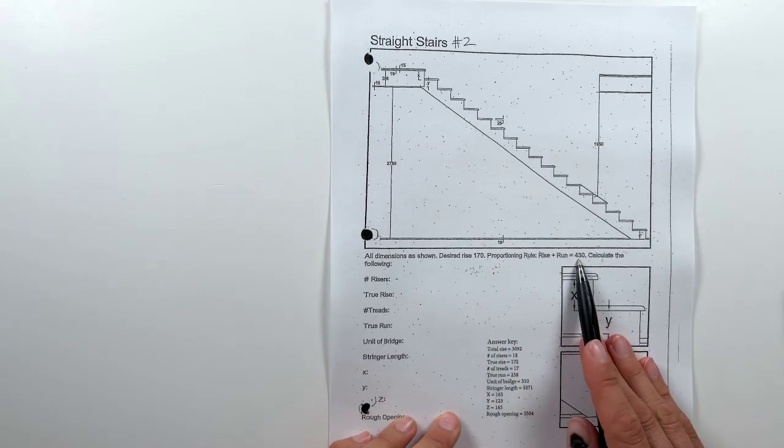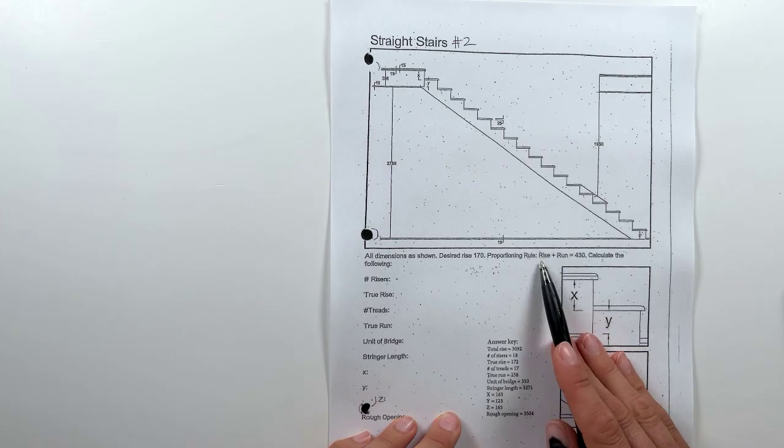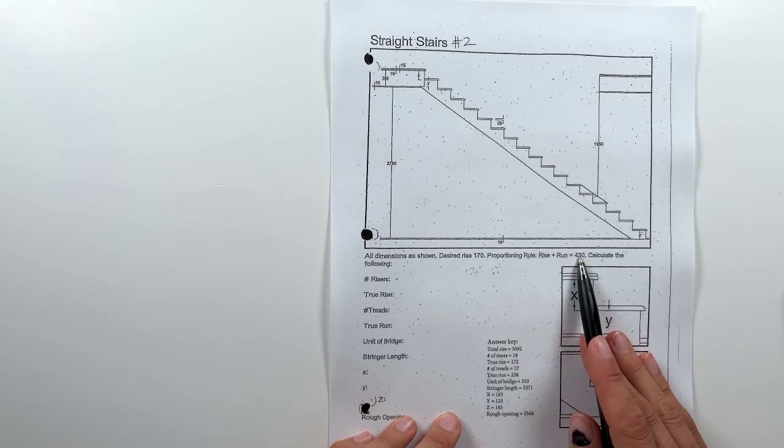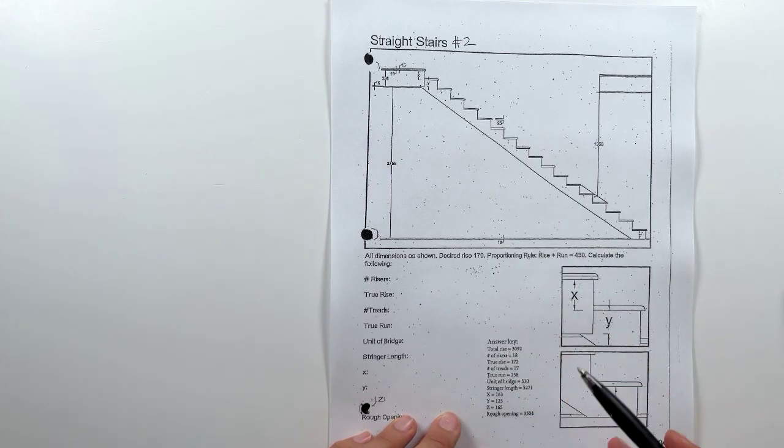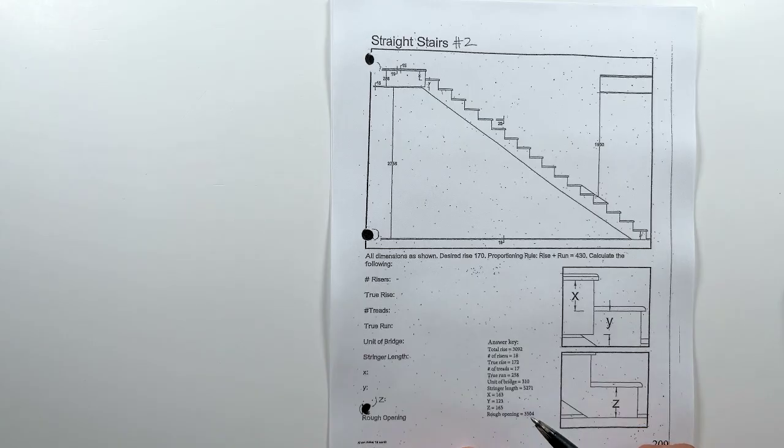This proportioning rule, there are all sorts of guidelines. Basically, they say that if we add up a unit rise and unit run and we get around 430, it means that the stair is going to be comfortable. It's just a guideline to help us figure out a nice proportion.